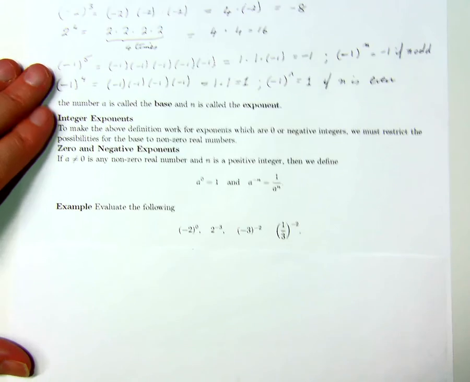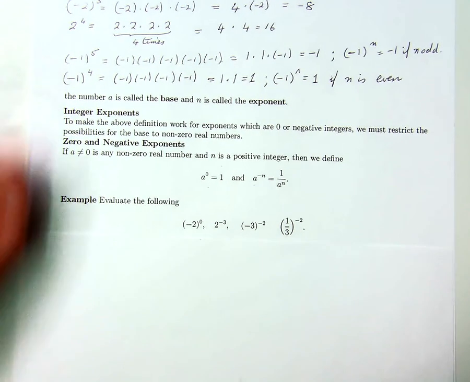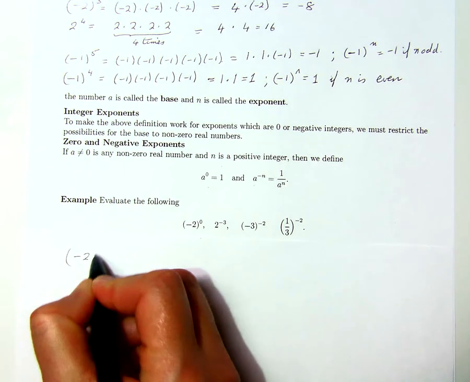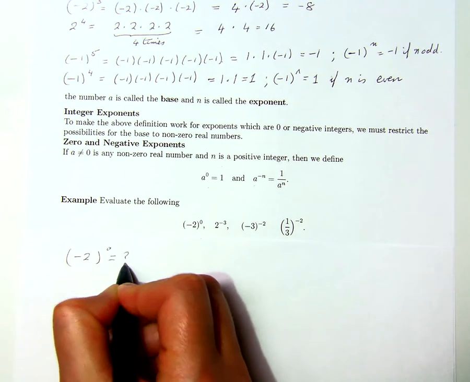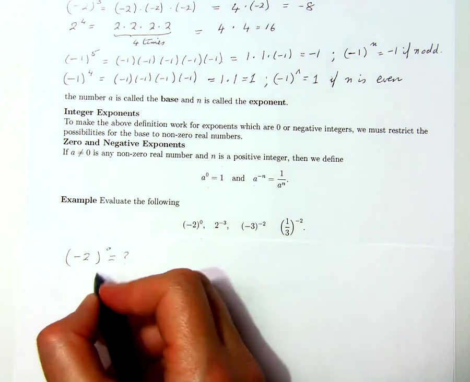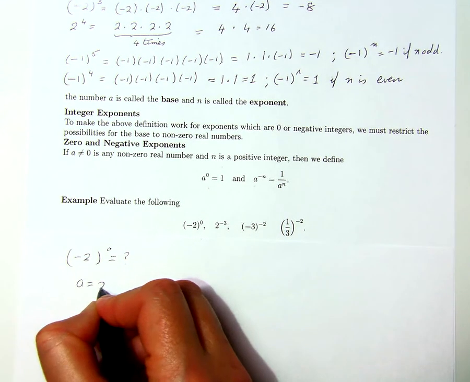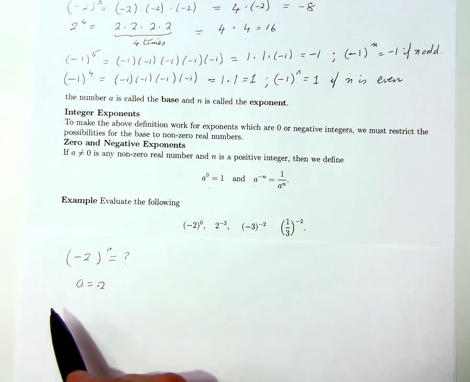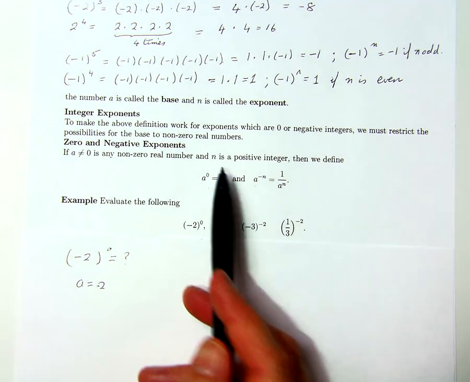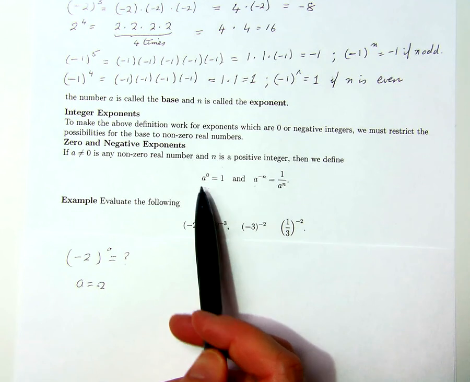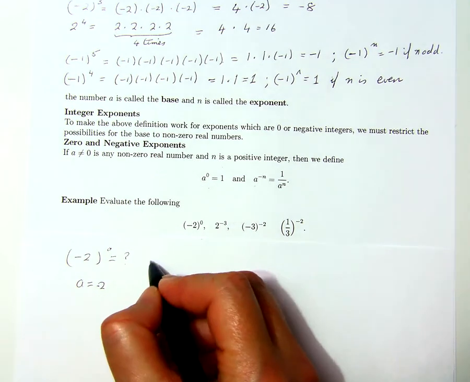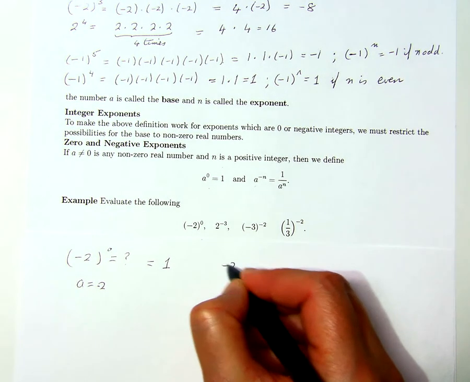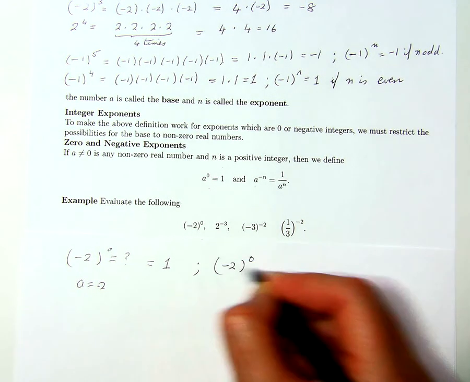So for example, suppose I want to evaluate minus 2 to the 0. Well, first of all, a is equal to minus 2 here. So it is a non-zero real number. And we've defined a to the 0 here. It's just 1. No matter what the a is, we have a to the 0 equals 1.